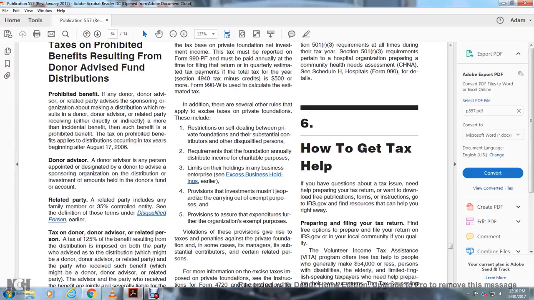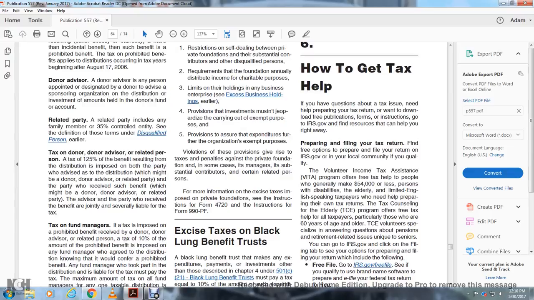In addition, there are several other rules that apply excise taxes to private foundations. These include restrictions on self-dealing between the private foundation and substantial contributors and other disqualified persons; requirements that the foundation annually distribute income for a charitable purpose; limits on holding any business enterprise, known as excess business holdings; provisions that investments must not jeopardize the carrying out of exempt purposes; and provisions ensuring that expenditures further the organization's exempt purposes. Violation of these provisions gives rise to taxes and penalties against the private foundation.